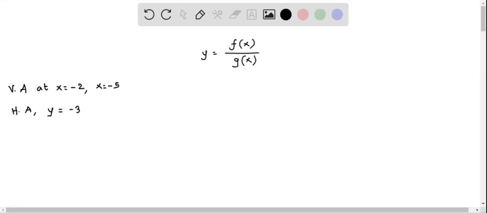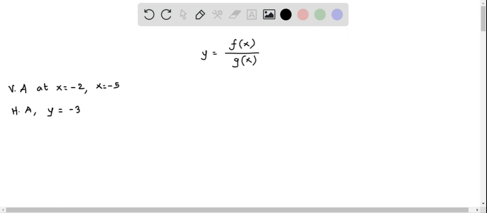We now write the polynomials f of x and g of x such that the graph of y equals f of x over g of x has the following characteristics. That is, the graph of y has vertical asymptotes at x equal to -2 and x equal to -5, and horizontal asymptotes at y equals -3.